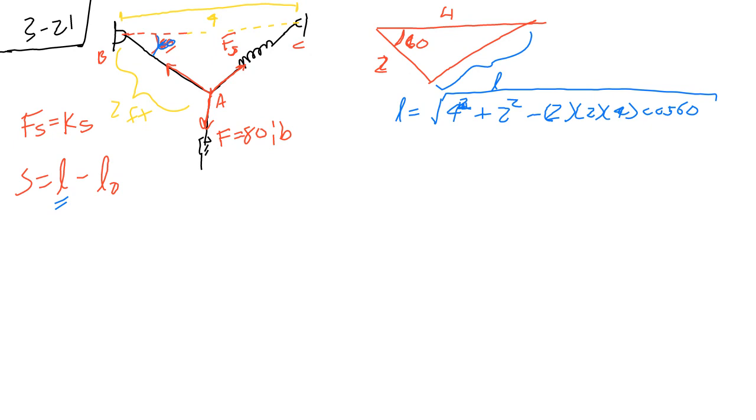Let's see, 4 times 4, 16, 16 plus 4, 20, 20 minus 2 times 4 times 4, 16 divided by 2, 8, 20 minus 8, okay, 12. So L equals square root of 12. Okay, that's good to know. What else would be good to know from that triangle?